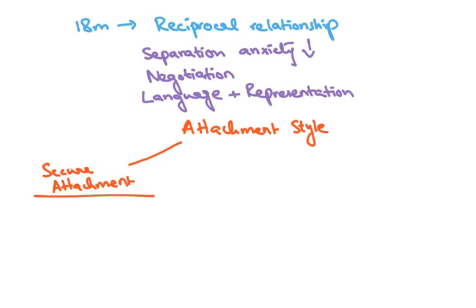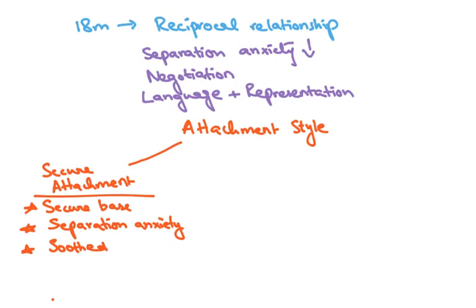Secure attachment is that, firstly, the child uses the parent as a secure base. So when they're alone in the room with only the parent, they explore the room, right? And they explore the room using the parent as a secure base, right? The second is that they show that they're upset when the parent leaves, so there is evidence of separation anxiety, right? And the third is that they are soothed, or their distress is significantly lessened by the parent returning. So distress lessens at reunion, right? These are the characteristics of the secure attachment style.